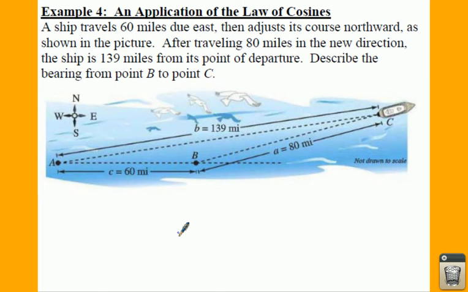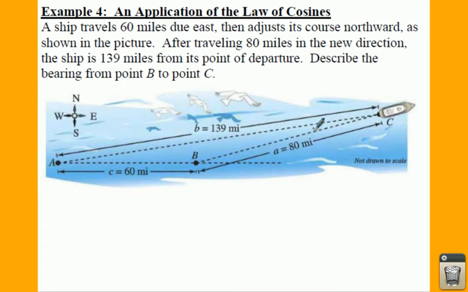Example 4, another application of the law of cosines. Yay! Bearings. What we have is a ship that travels 60 miles due east. So from point A, we're going east of your compass rose here. Never eat soggy waffles. Then it adjusts its course northward.